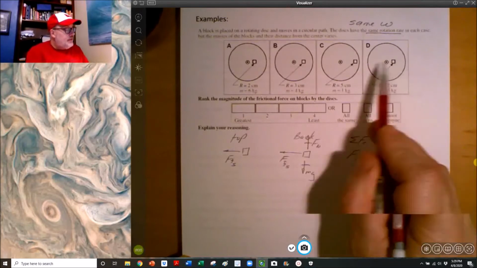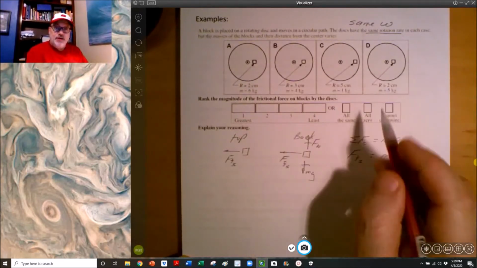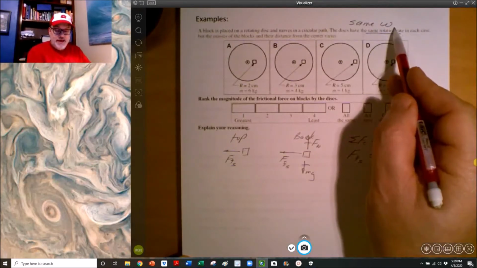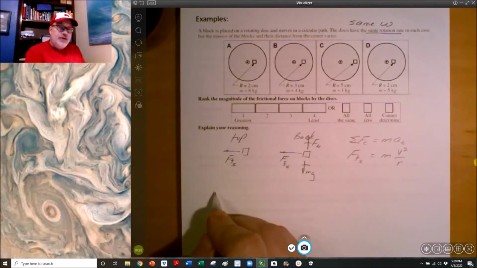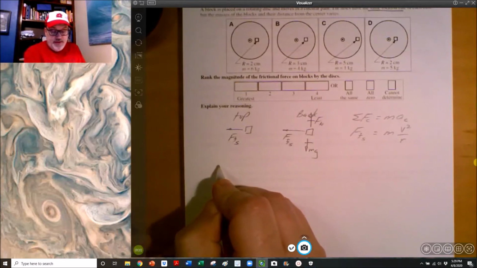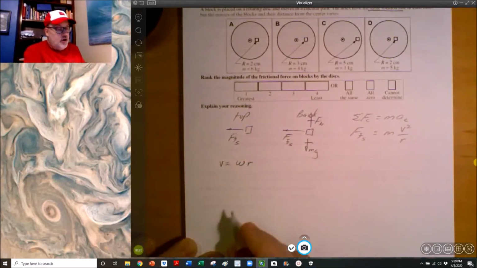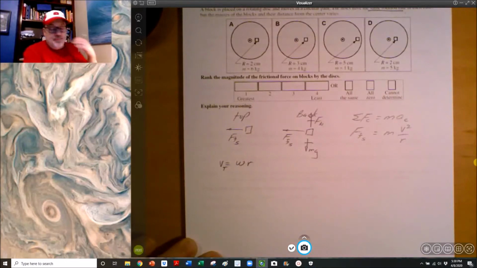These all have a different velocity if they have a different radius because they're going around with the same omega. So let's take a little side trip here and derive this. So we know that velocity equals omega times r, our tangential velocity from rotational motion.